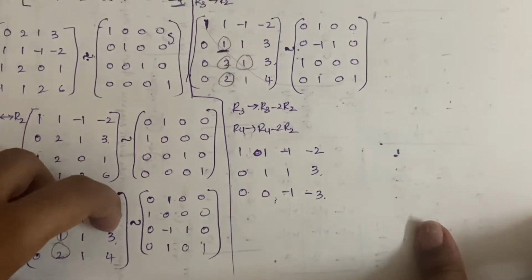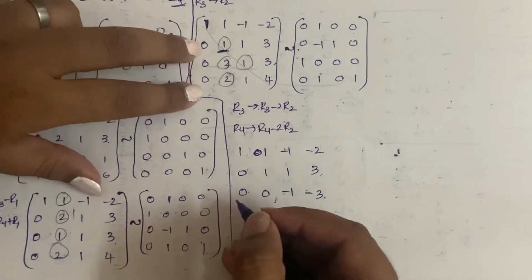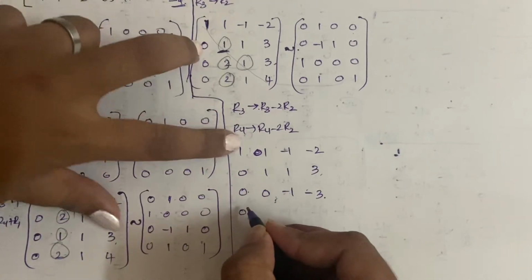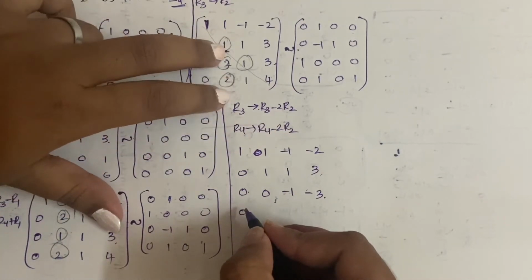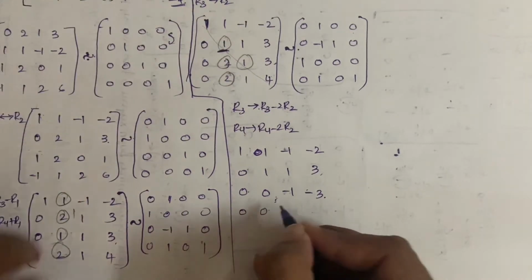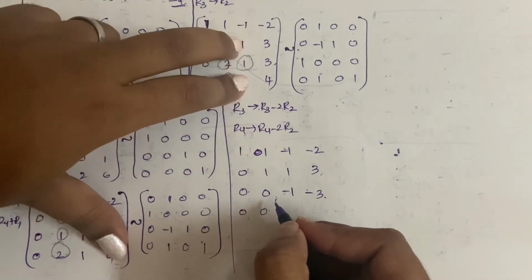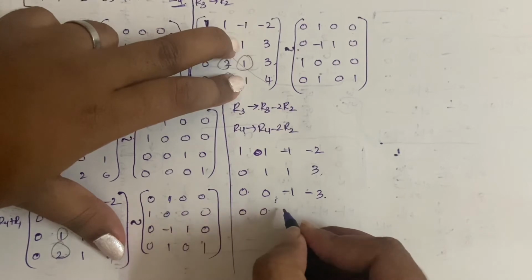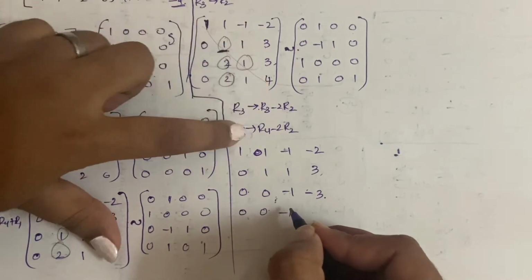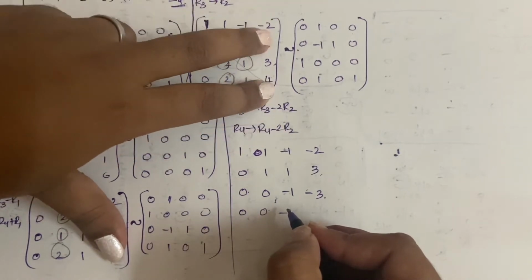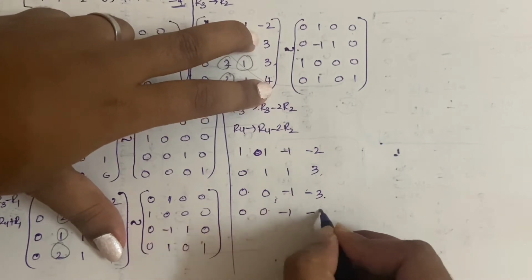Next, R4 minus 2 R2, right? So 0 minus 0, again 0. Next, 2 minus 2 into 1, 2 minus 2, 0. Next, R4 is 1, 1 minus 2 into 1. So what do you get? Minus 1 again. Then 4 minus 2 into 3, 4 minus 6, which is minus 2.